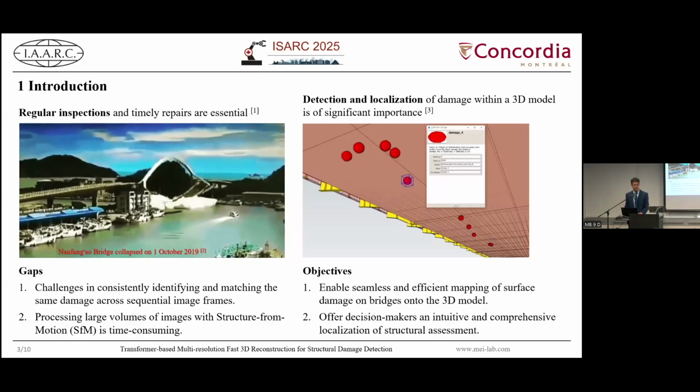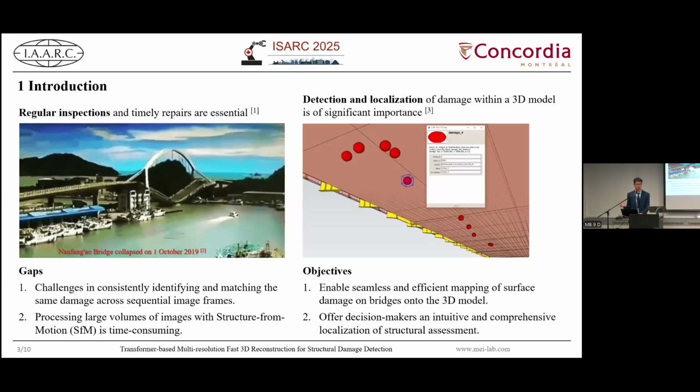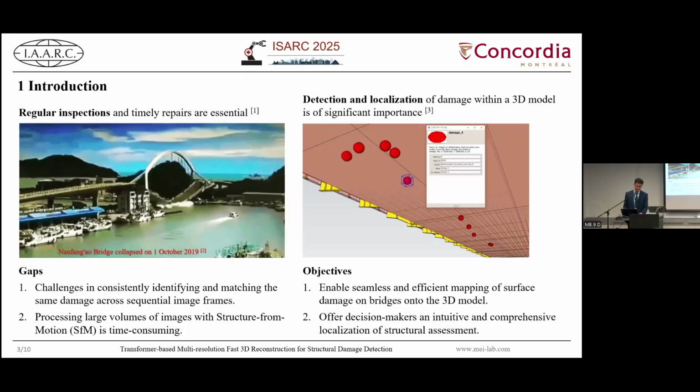However, current researchers have several gaps. The first one is we have challenges in consistently identifying and matching the same damage across sequential image frames. And the second is that when processing large volumes of images, the normal reconstruction pipeline is usually very time-consuming. So here, our objectives are very clear. First, to enable seamless and efficient maps of surface damage on the bridge onto a 3D model, and then offer decision makers an intuitive and a comprehensive localization of structure assessment.